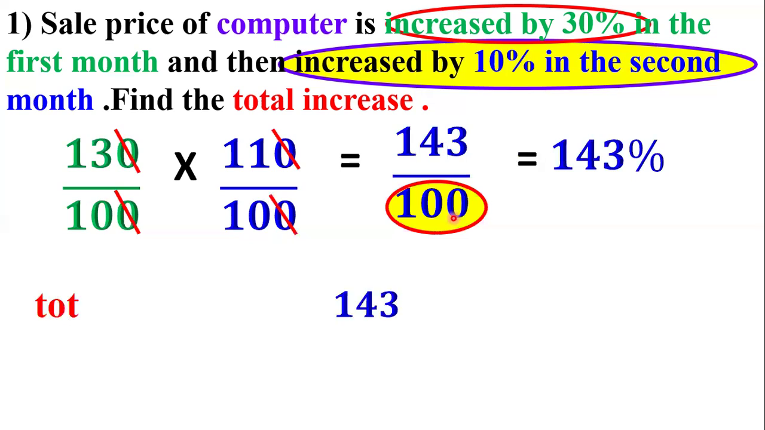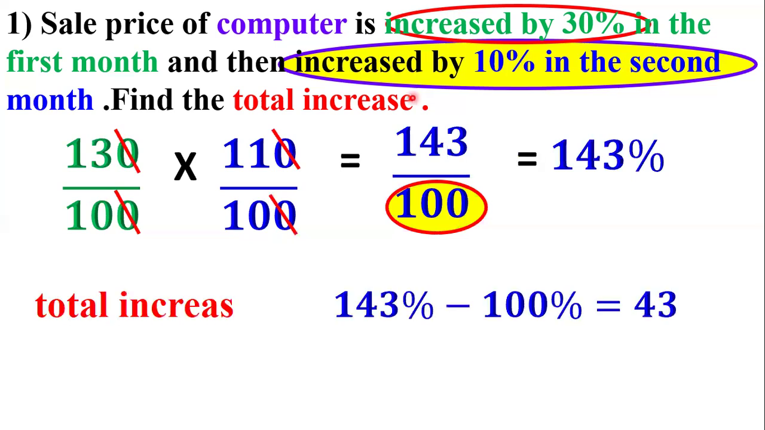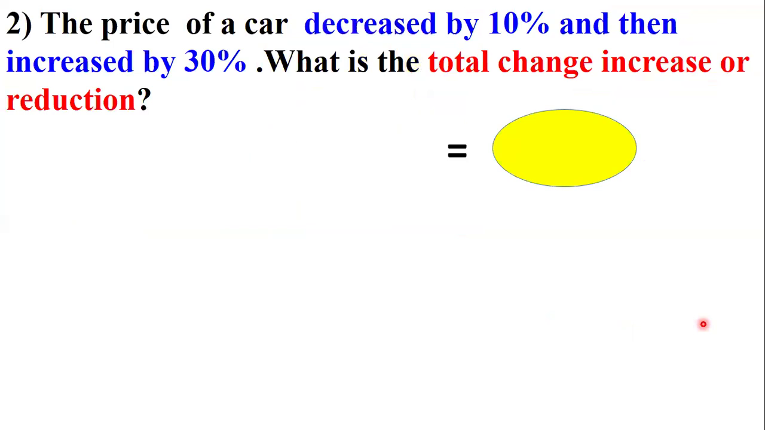143%. Okay, but in this question you are asked the total increment, which means the change in percentage. So here we have 143 minus 100, which is 43. So 43 will be the total change in percentage. This is the increment. The total increment will be 43%. Done. Now let's proceed to the next question.